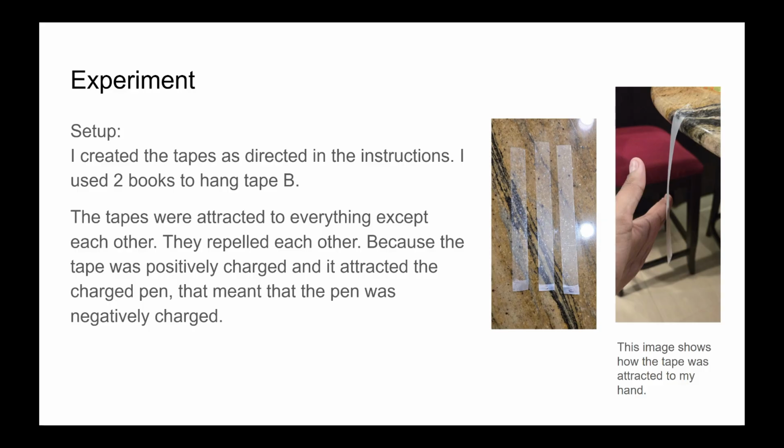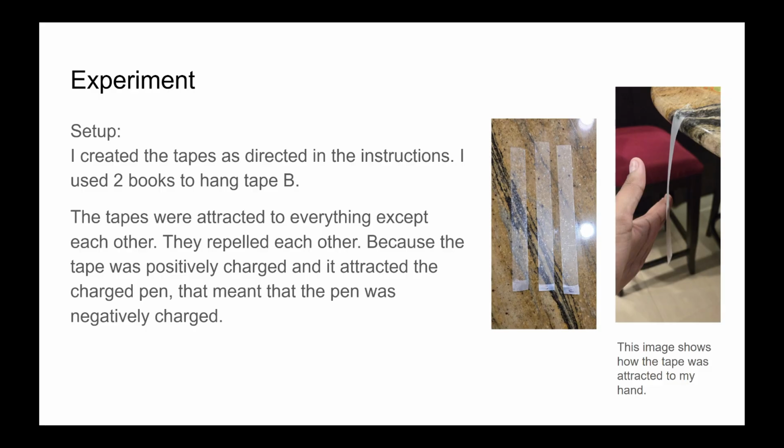The first picture on the right was taken after the experiment was over, and then the second picture on the right shows how the tape was attracted to my hand. I used the 2 books to hang tape B. The tapes were attracted to everything except each other. They repelled each other. Because the tape was positively charged and it attracted the charged pen, that meant that the pen was negatively charged.